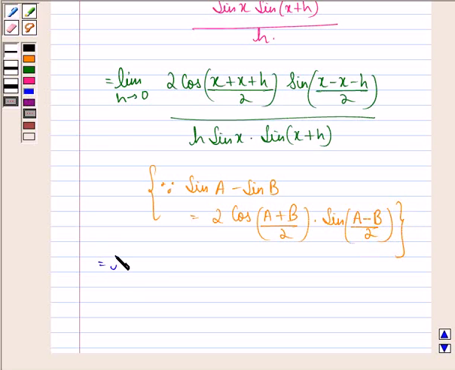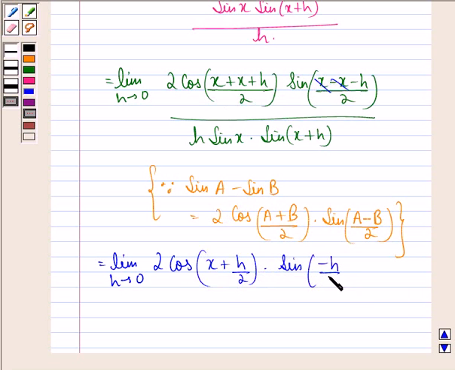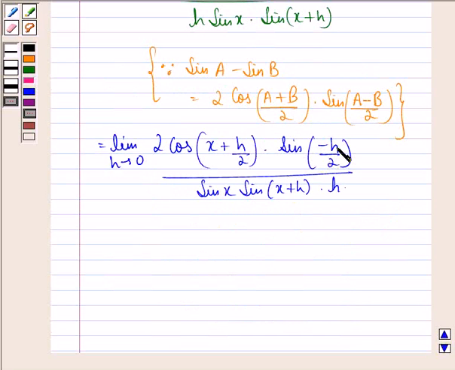This can be written as limit h approaching to 0 2 into cos of, now x plus x is 2x, 2x plus h, the whole divided by 2 becomes x plus h by 2, into sin. Now plus x gets cancelled with minus x. We have sin minus h by 2 and the whole divided by sin x into sin x plus h into h. Now we see that sin of minus h by 2 can be written as minus sin h by 2.